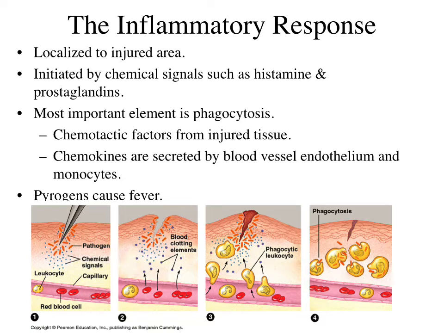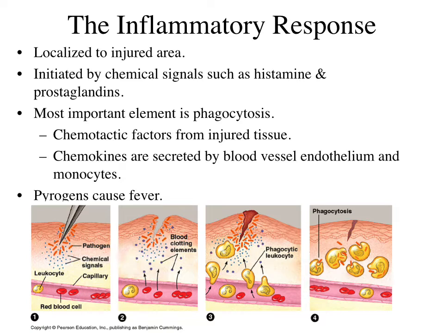This response is initiated by chemical signals. For instance, histamine triggers both dilation and increased permeability of nearby capillaries. Prostaglandins are also released by damaged cells and further promote blood flow to the site of the injury. Enhanced blood flow and capillary permeability aid in delivering clotting elements to an injury. Blood clotting marks the start of repair and prevents the spread of microbes to other parts of the body.